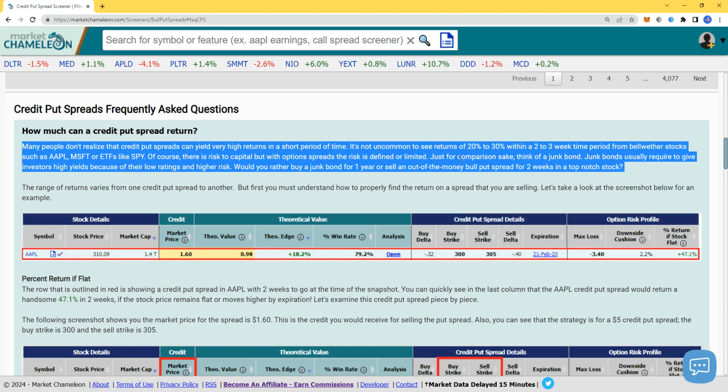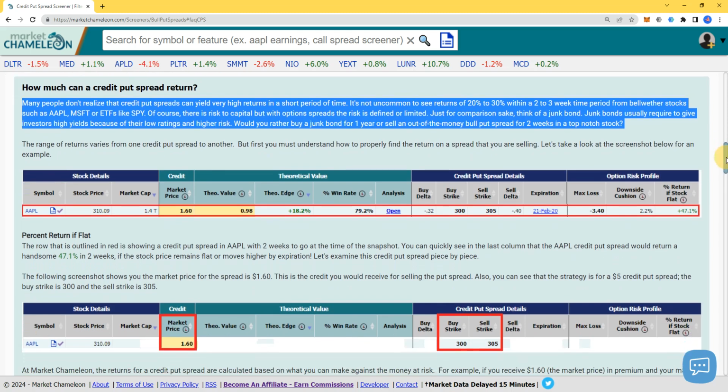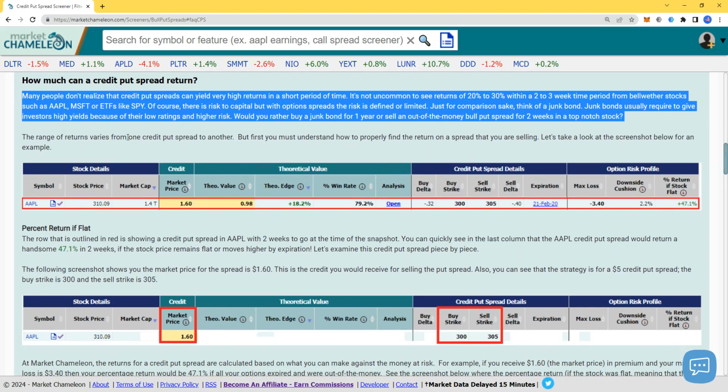Just for comparison, think of a junk bond. A junk bond usually requires high yield from investors because of its low rating and high risk. Would you rather buy a junk bond for 1 year or sell an out of the money bull put spread for 2 weeks on a top-notch stock? This is actually pretty insane, good information.